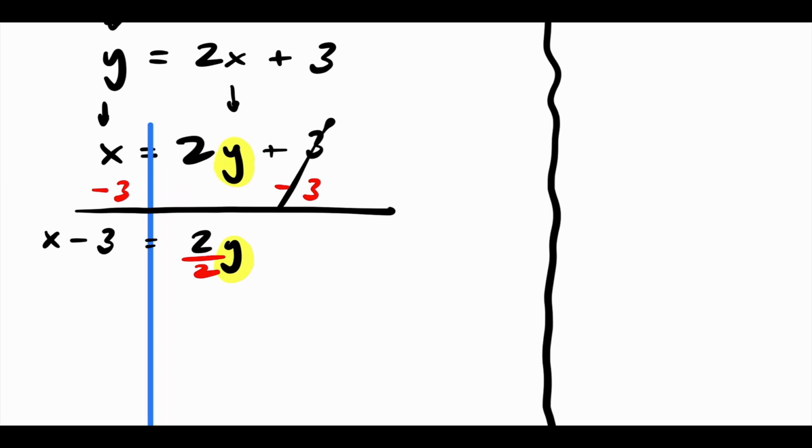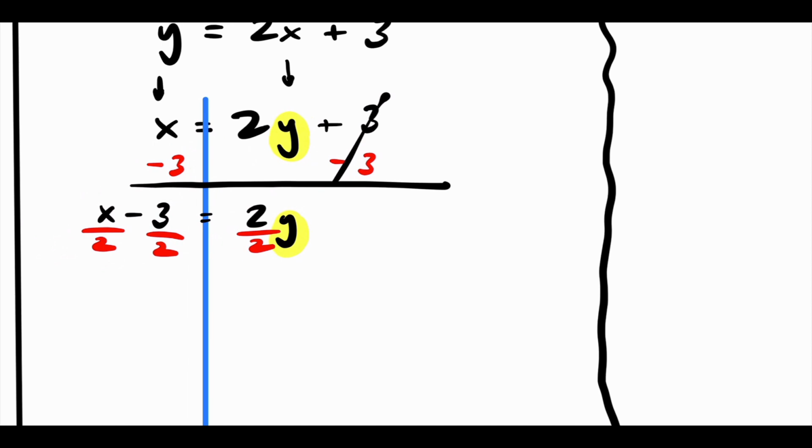Well, over here, I have 2 terms. It's a binomial, right? I have an x and I have a negative 3. So I'm going to divide both of them by 2. So I have x divided by 2 minus 3 divided by 2.